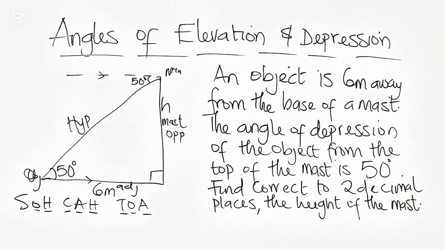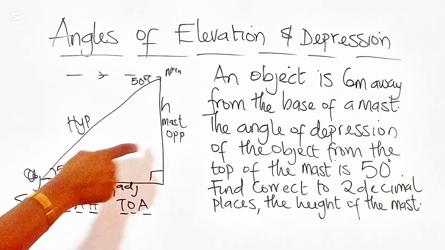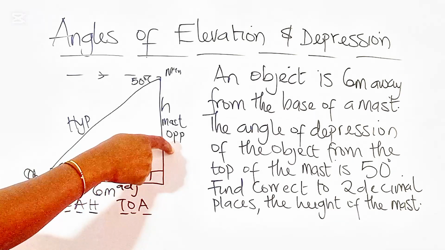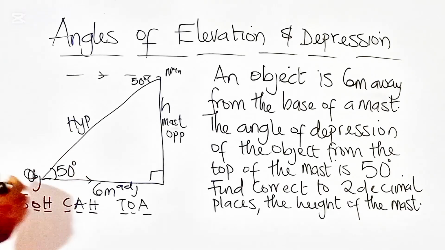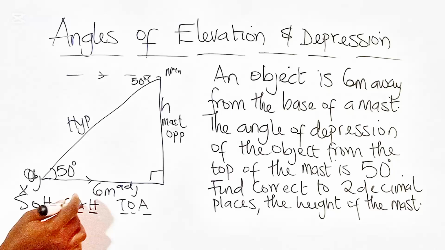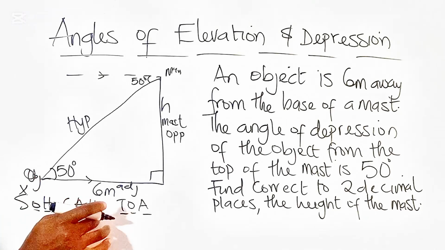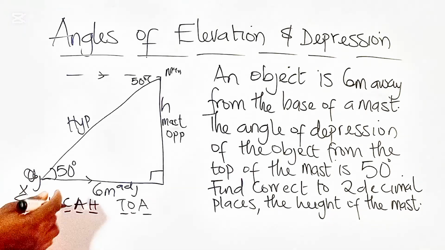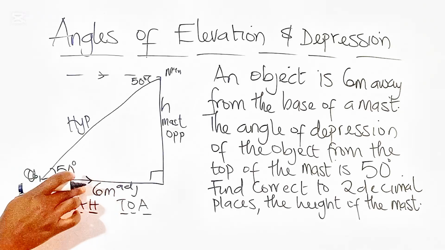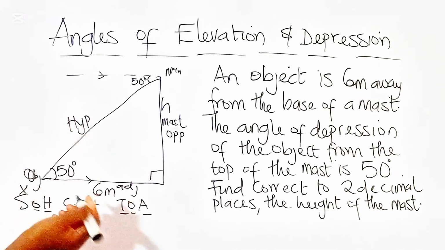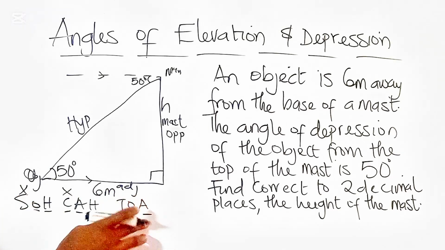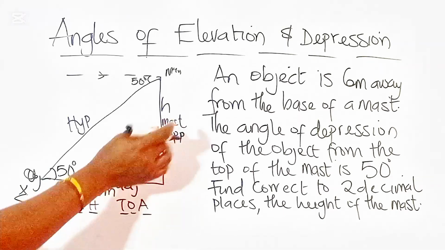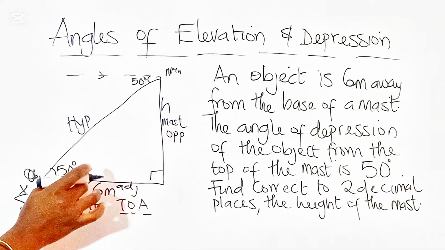Now, here, the opposite side is not known. That's what we have to find. The hypotenuse is not known, so that cancels it out. We can't use the sine ratio. Let's come over here. We have the cosine ratio, which is adjacent all over the hypotenuse. The adjacent here is 6, which is given to us. The hypotenuse is unknown, so we can't use this formula either. What about this tan ratio? We have the opposite, which is the unknown side, and the adjacent, which is given to us.